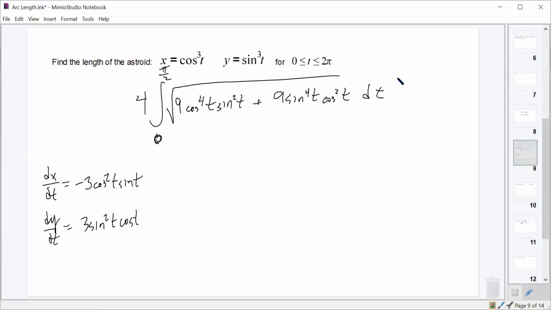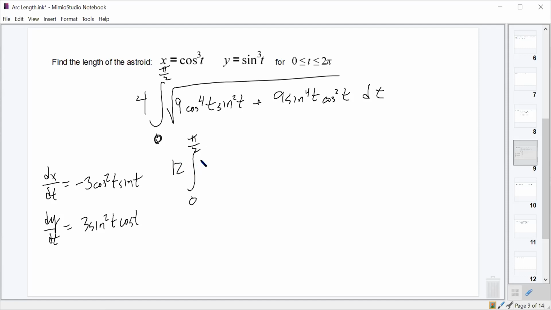From there, we should be able to take the constant, the 9, and factor it out of both those terms, and pull it out of the square root, which makes it a 3, and pull it out to the front, which makes it a 12 out there. Everybody agree with that? Perfect. So now we've got 12, from 0 to pi over 2.